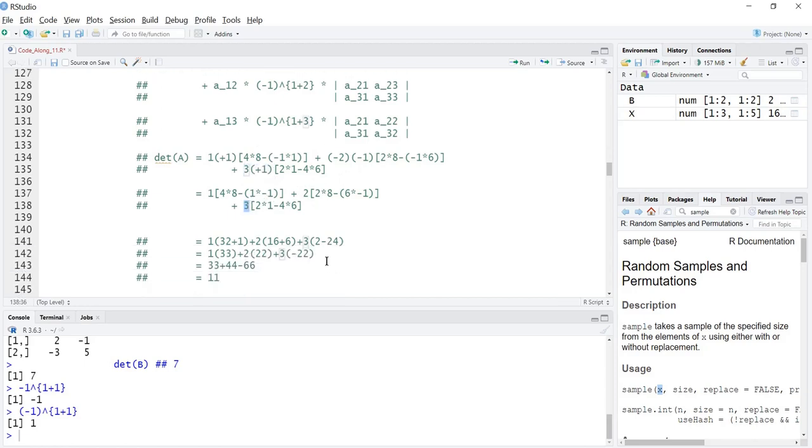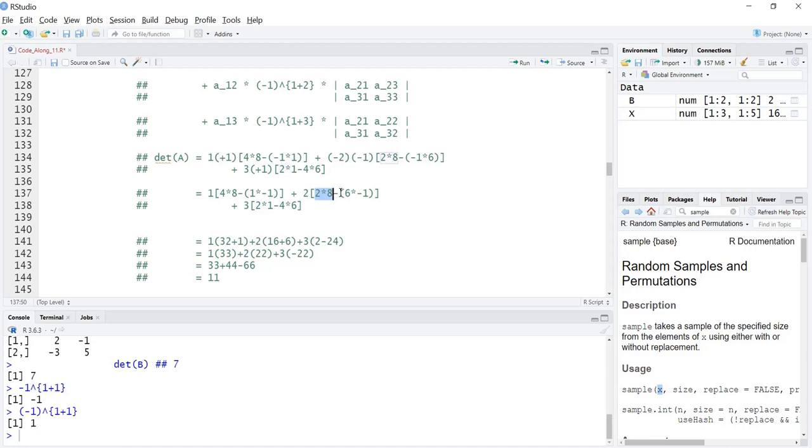And then I can simplify more. So 4 times 8 is 32, right here. And then minus 1 times negative 1 is negative 1, but times a negative is a positive. So I've got a positive 1. You can see where the signs are very tedious, but very important to keep straight.